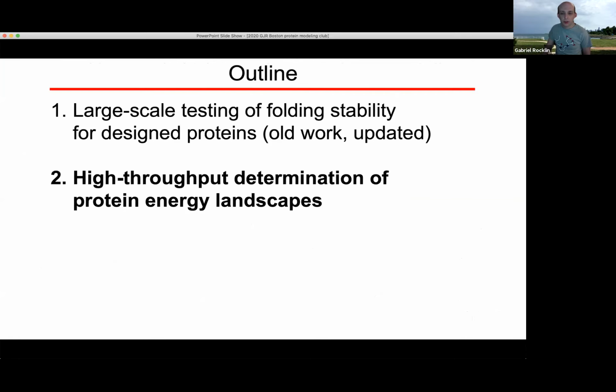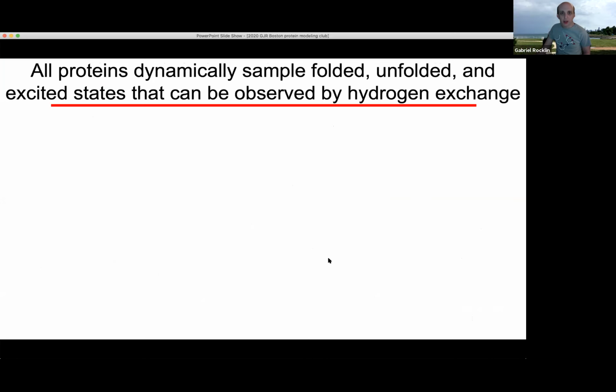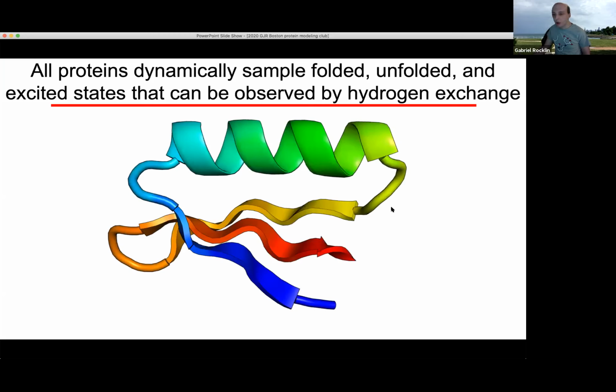Okay, so last for the second half, I'm going to talk about the approach that we're taking to understand protein conformational dynamics in a high throughput way. Okay, so all of you are familiar that proteins don't just sit in their folded structure. They always go back and forth between different conformations, and that includes conformations that are partially unfolded or fully unfolded. And this is true not just for natural proteins, but even for very simple designed proteins as well. So I'm showing you one of my designs from a few years ago.